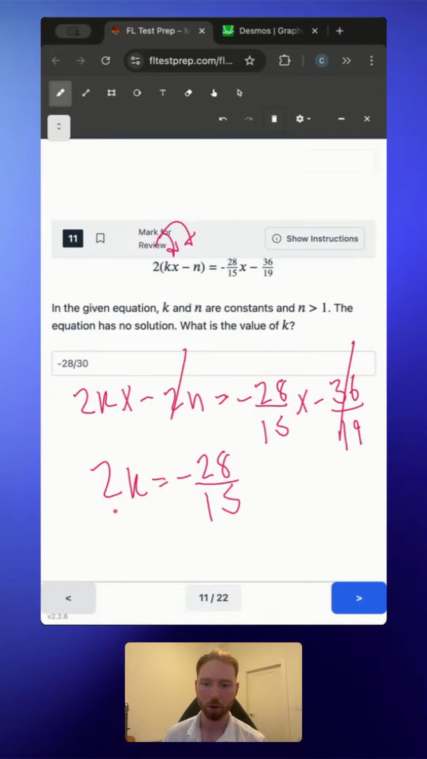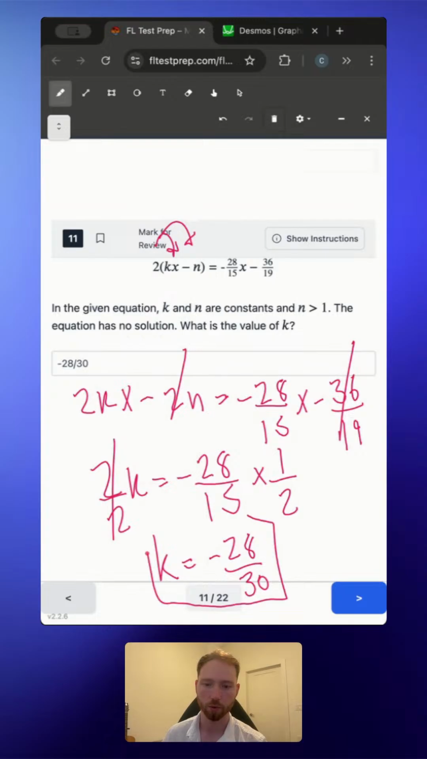I just have to divide both sides by 2 to isolate the k, and k equals, well, negative 28 over 15 divided by 2, and multiply it by 1/2 is a negative 28 over 30. And that's going to be the correct answer for this question. And so you can see it's already bubbled in there because I can't type right now. So negative 28 over 30 is going to be the correct answer, or negative 14 over 15, however you like to do it.